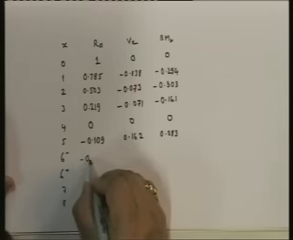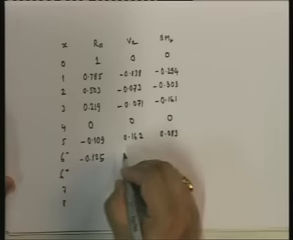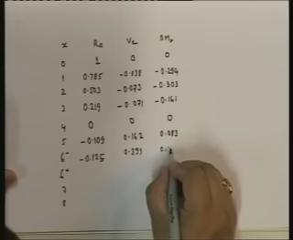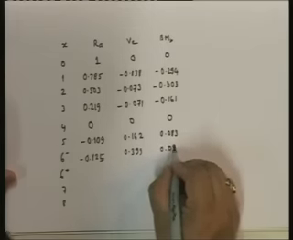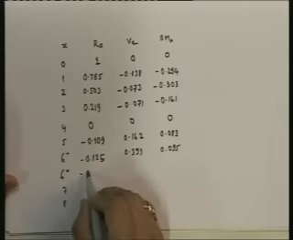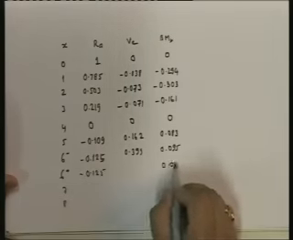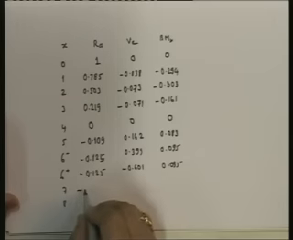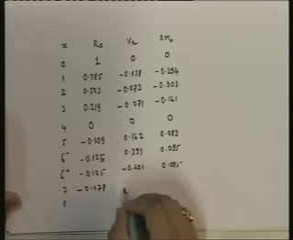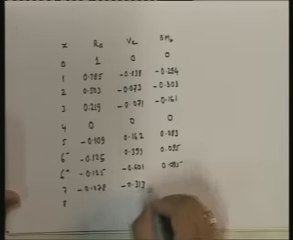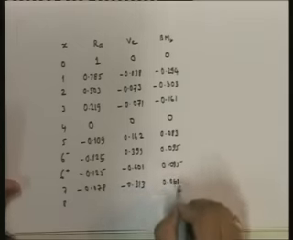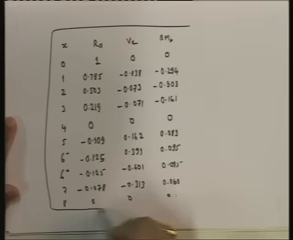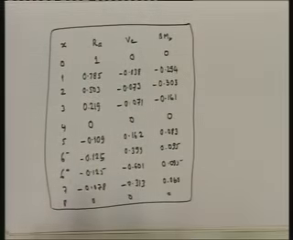At 6 we have 0.125, this is 0.399, 0.095. 6 plus, these two remain the same. This one is minus 0.061. For 7, this is 0.078, minus 0.313, 0.060, and ultimately 0, 0, 0. I've given you the answers. You have to solve this problem yourself.